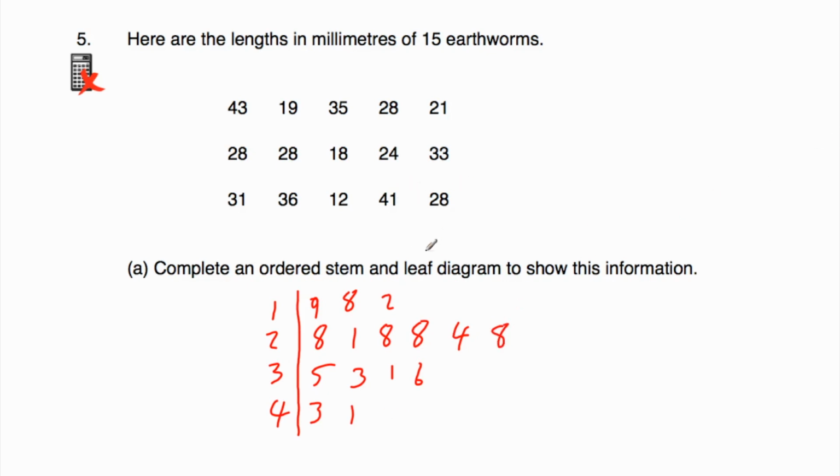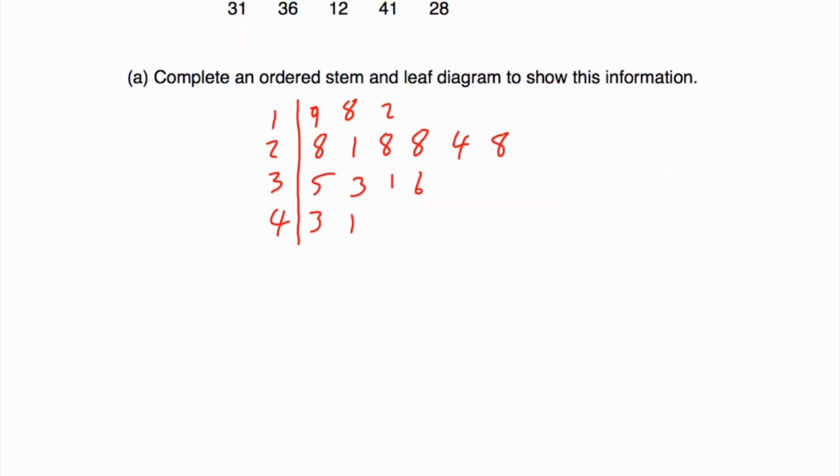So that's our unordered stem-and-leaf diagram. Let's just check we've got them all. 1, 2, 3, 4, 5, 6, 7, 8, 9, 10, 11, 12, 13, 14, 15. So there's 15 numbers. Now we just need to put them in order and give it a key.